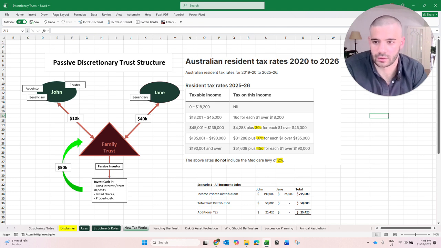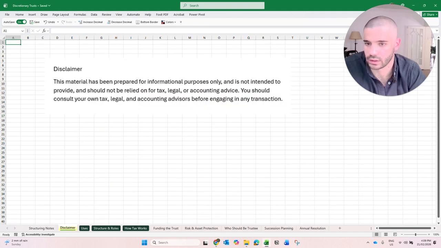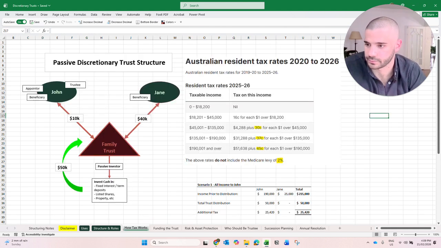I just want to give you a practical example of how this can save a bit of tax and how the tax works and flows through the trust. Again, quick disclaimer: tax, legal, credit advice, go and get it before you do anything.